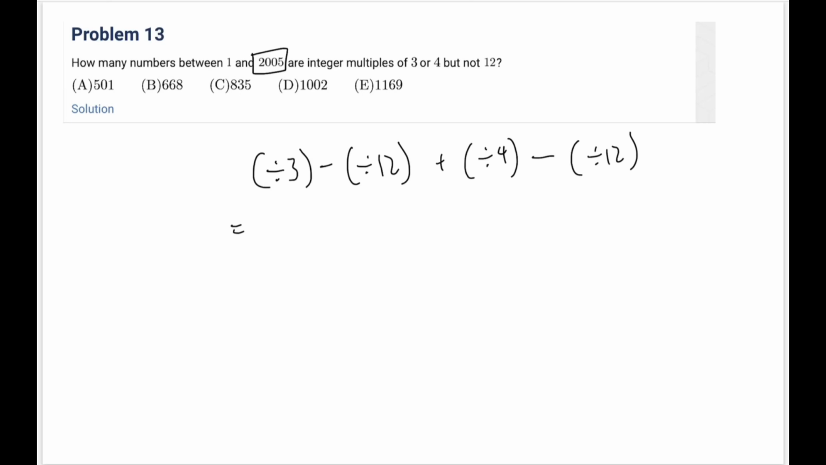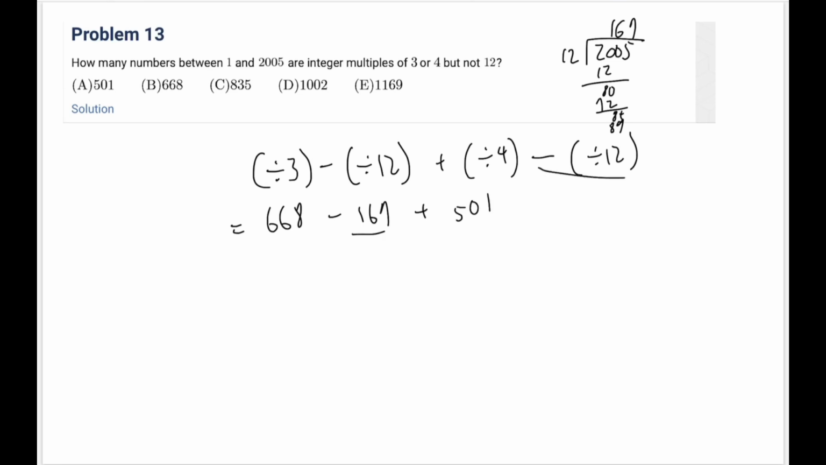And so 2005 divided by 3, that's like 668, right? So that's 668 point something, and then divided by 12, that will be minus 167, plus 2005 divided by 4, that would be 501, and then minus the same thing, minus 167. So if you add these two together, then that will be 1169 minus 167 times 2, that is 334. The answer is 835, so the answer is C.